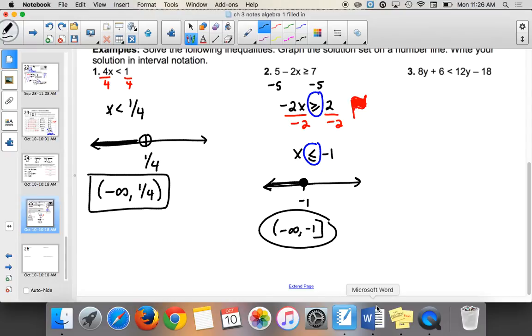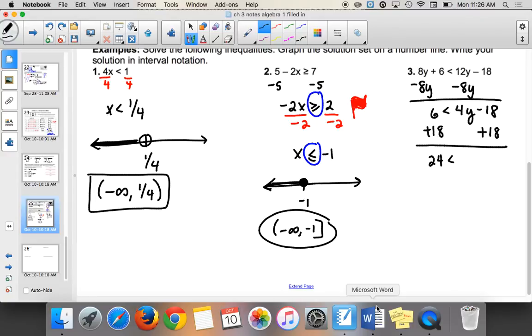All right, so this next one. It doesn't matter which side you get the y's on. Let's say I subtract my 8y over like we did with equations so that we have a positive number. So we'd have 6 is less than 4y minus 18. And then we add our 18 to both sides. So we get 24 is less than 4y. And we divide by 4, divide by 4. So we get 6 is less than y.